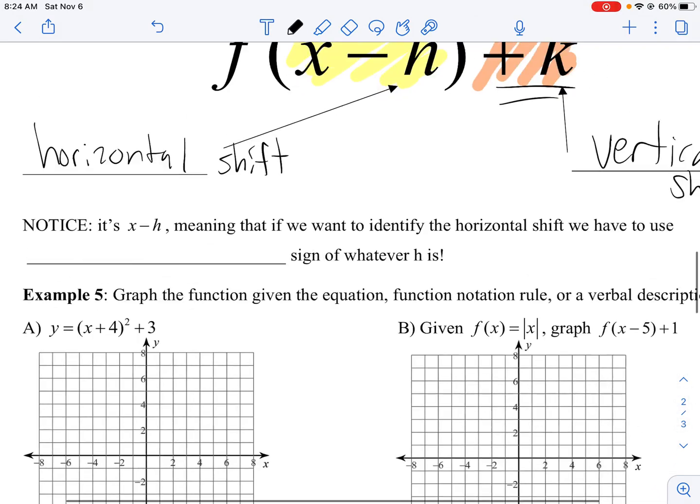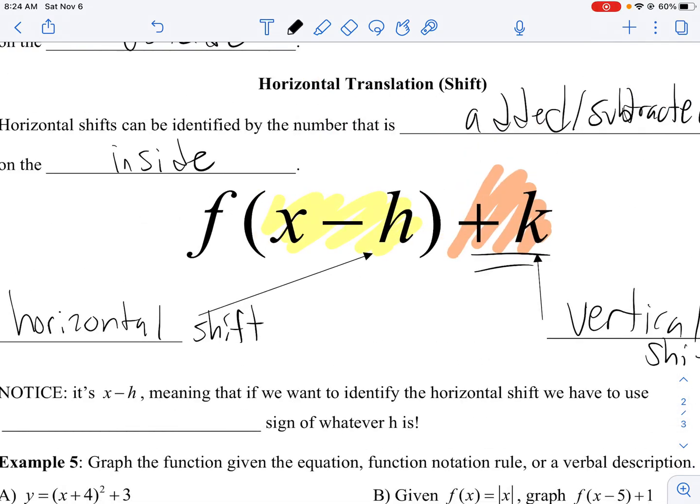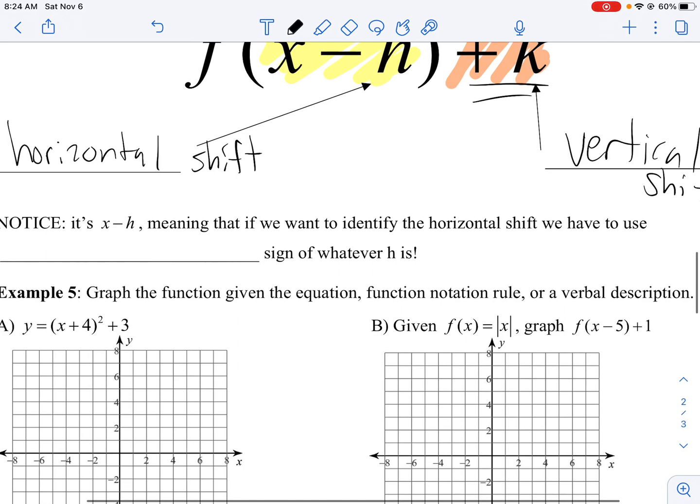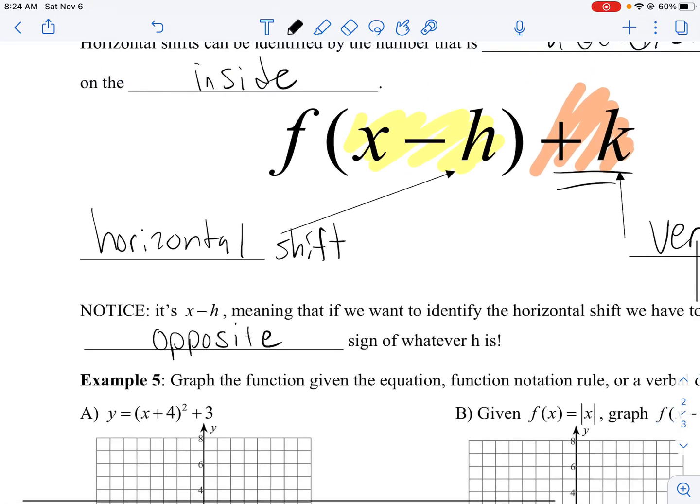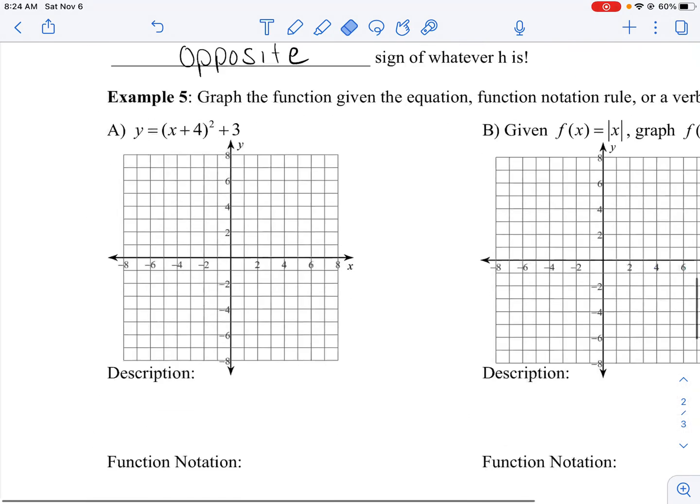Just like we talked about, if you have x minus h, you have to use the opposite sign of whatever h is. So if we have x minus 3, then you do plus 3 for the translation. Okay, so that's what that's talking about.